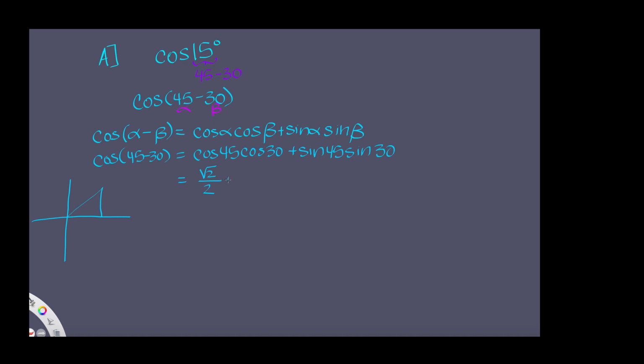The cosine of 30, that's the short triangle here. The cosine of 30 is radical 3 over 2. Sine of 45 is also radical 2 over 2. And the sine of 30 is 1/2. And now I could simplify this expression. Radical 2 times radical 3 is radical 6 over 4 plus radical 2 over 4. So the best I could do here is just write it as one fraction like that.